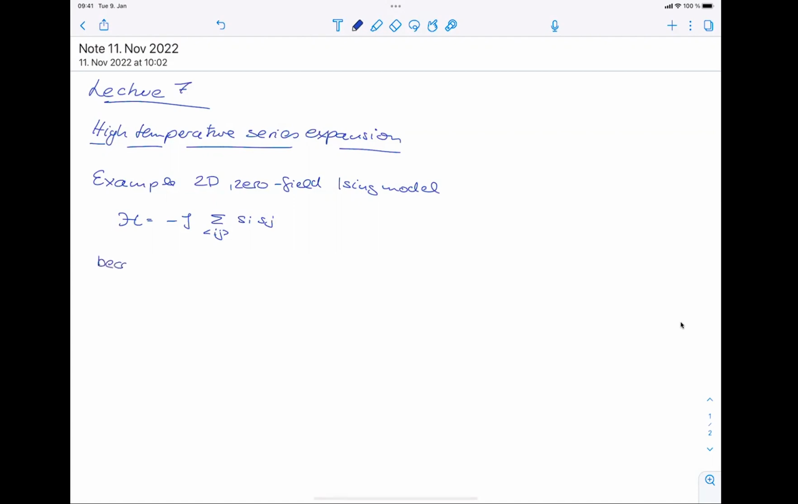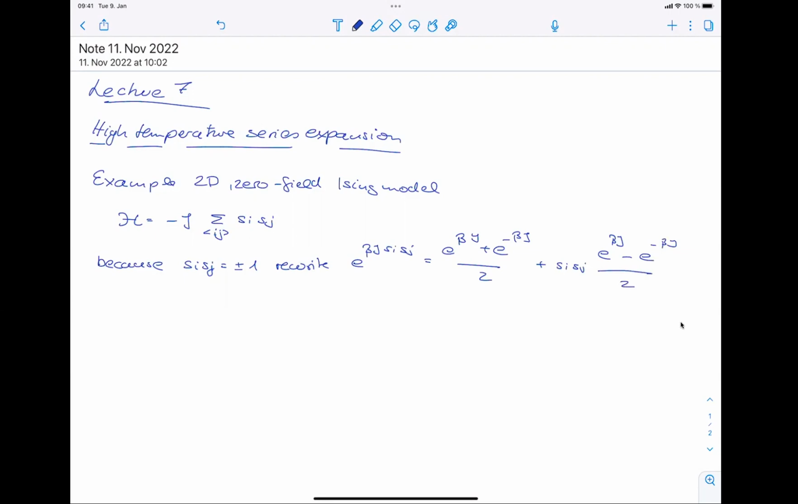And so the mathematical trick is now to see that because it's the Ising model, this product of Si Sj can only take values plus or minus 1. I can rewrite the Boltzmann factor e to the beta J Si Sj as e to the beta J plus e to the minus beta J over 2, plus Si Sj times e to the beta J minus e to the minus beta J over 2. So what's the idea? We can check.